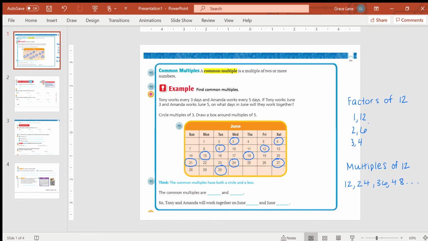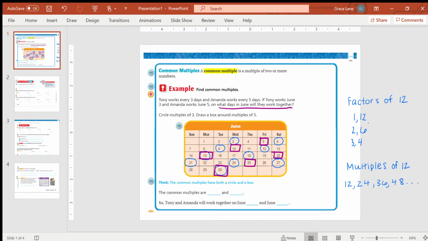Then it says, draw a box around multiples of 5. So now to figure out the days that Amanda's working, we're going to draw a box around the multiples of 5. These will be pretty easy because you're just counting by 5. So start with 5, 10, 15, 20, 25, 30.